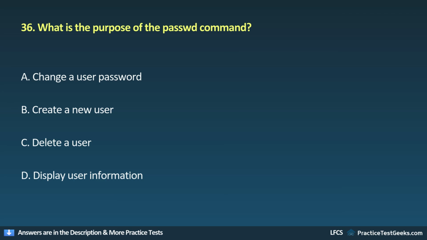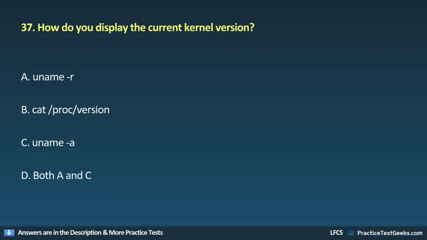A. Change a user password. B. Create a new user. C. Delete a user. D. Display user information. 37. How do you display the current kernel version?